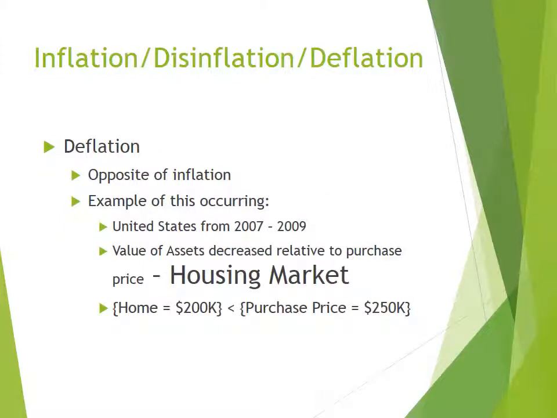Deflation, which is the opposite of inflation, could also affect the outcome, in that maybe your assets aren't worth quite as much as they were in the past. An example of this occurring was in the United States from 2007 to 2009. The value of assets decreased relative to purchase price, specifically in the housing market. You had a home that was worth $200,000 by today's standards, but you bought it for $250,000 back in 2007. That's an example of deflation occurring.